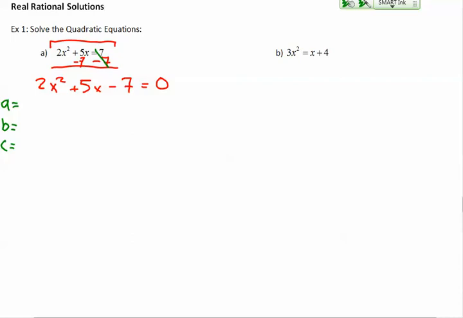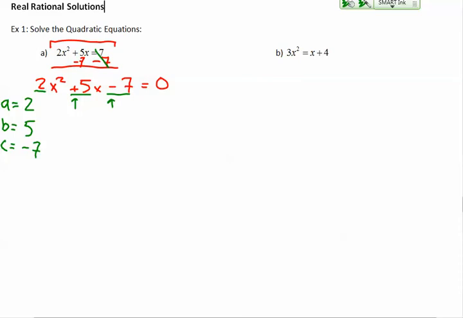Okay. Got it. So A is whatever coefficient is in front of my x squared value. In this case, that's a positive 2. B is whatever coefficient's in front of my x, and that's a positive 5. And C is whatever is my constant over here. In this case, that's a negative 7. So we have to make sure that we include the sign to the left of the coefficient, whether it's positive or negative. Cool? So from this point on, it's easy.